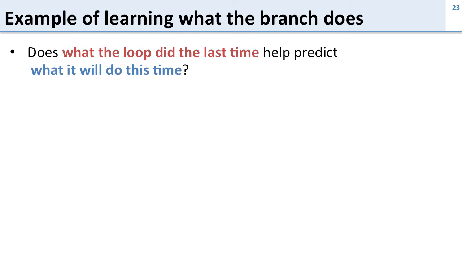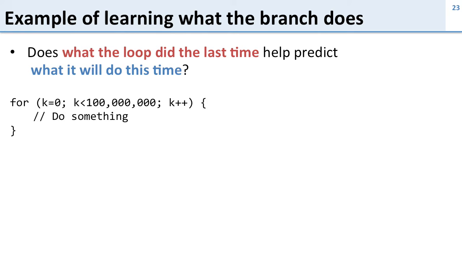So let's take a look at an example here. What the dynamic branch predictor is going to do is ask the question: did what we did in the loop the last time help us predict what it will do this time? So use the information from last time, that is the history of the branch, to predict what it will do this time.